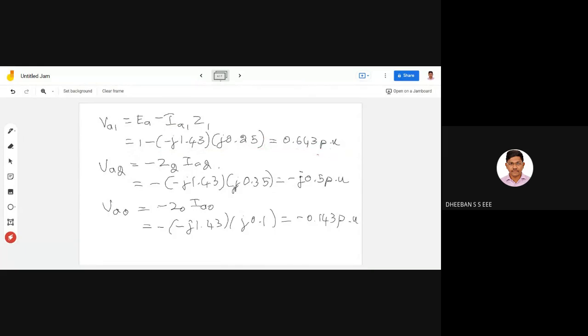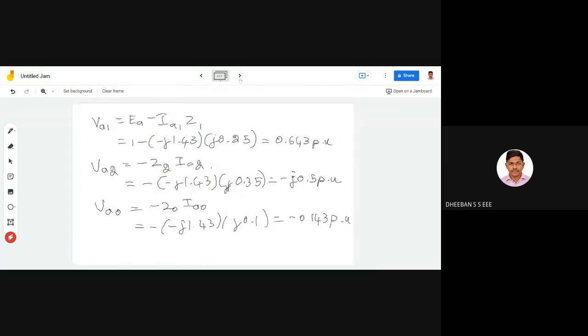Okay, 0.643. And after that, for your VA2, you also have to put the value of Z2 that we already know. So IA2 you have to put first. So here IA1, IA2, IA0, everything will be the same. Only your reactances will be varying over here. Okay, so we'll be getting these values.